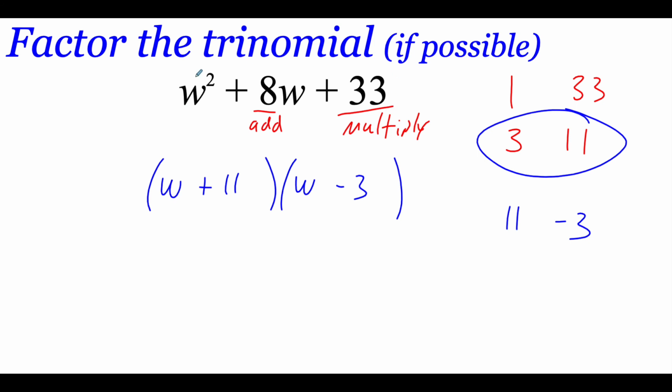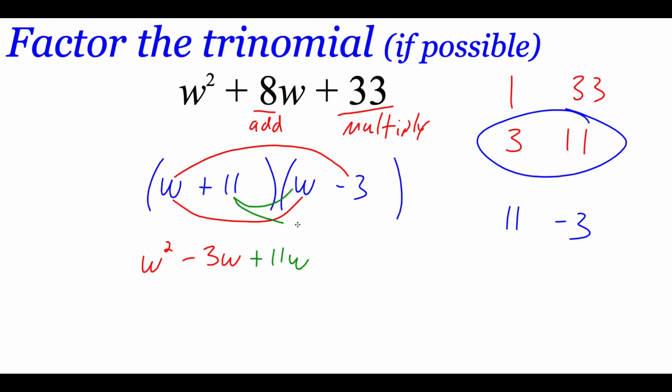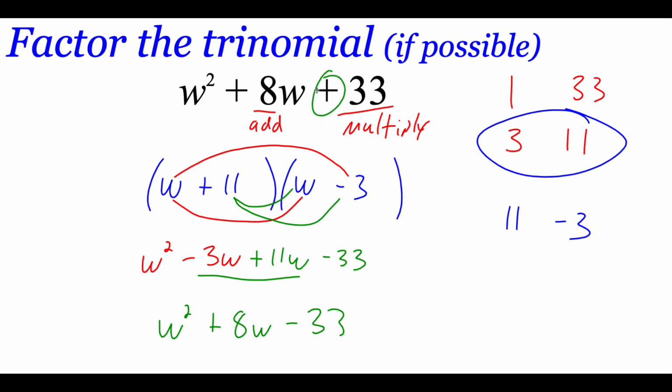And we're going to run into a little bit of an issue when we try to FOIL this one out. So if I do w times w, that's going to be w squared. If I do w times negative 3, that's going to be negative 3w. If I do 11 times w, that's going to be plus 11w. But if I do 11 times negative 3, I'm going to get negative 33. Now, if I combine those like terms in the middle, I'm going to get that 8w like I wanted. But now I have a minus 33 on the end, and I was supposed to have a plus 33.